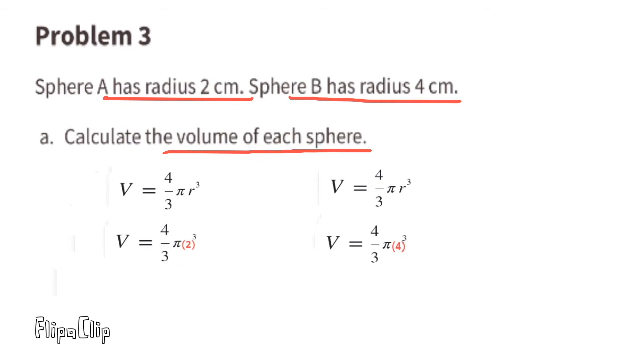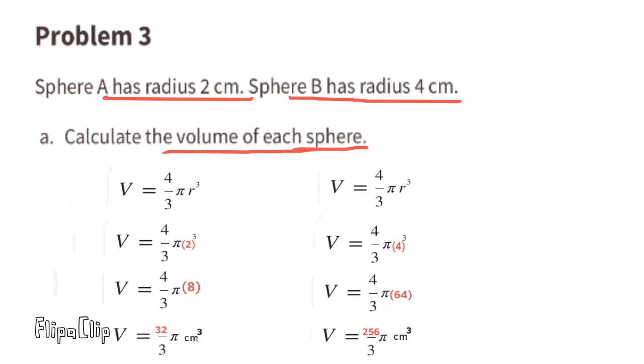2 to the third power is 8, and 4 to the third power is 64. The volume for sphere A is 32 over 3 times pi centimeters cubed, and the volume for sphere B is 256 over 3 times pi centimeters cubed.